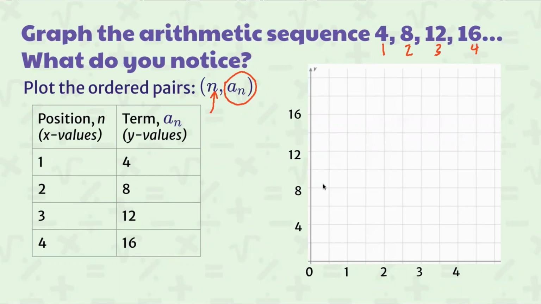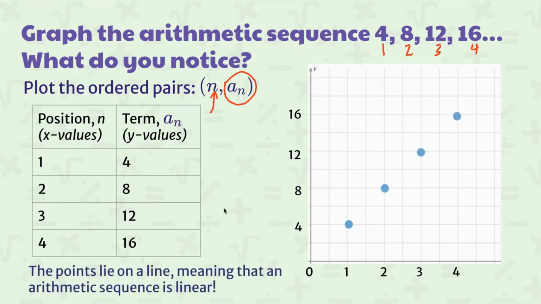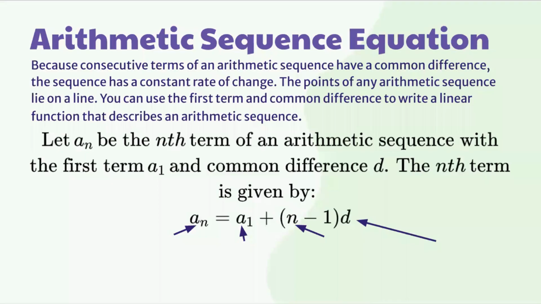So we have 1, 4 for our first ordered pair. The point would be there. 2, 8, 3, 12, and 4, 16. Now, what do we observe? Our points actually lie on a line, and so this means that an arithmetic sequence's equation is actually linear. And you'll see that it looks very similar to a lot of the linear equations we've been working with.